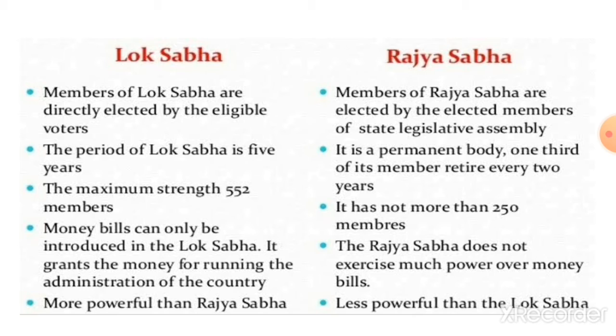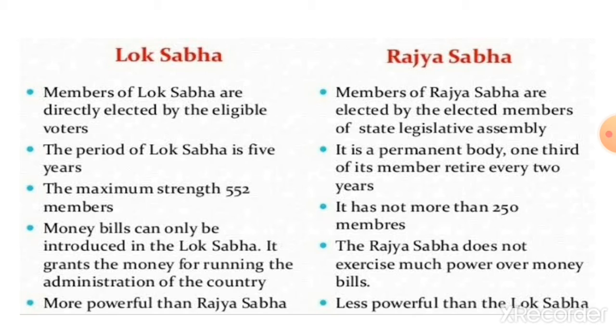Okay, now the time period. The period of Lok Sabha is 5 years. After every 5 years, elections are held. A new government is formed. The old government is dissolved. So Lok Sabha is not a permanent body. It works for the term of 5 years, whereas Rajya Sabha is a permanent body. It is never dissolved. It is for the term of 6 years.